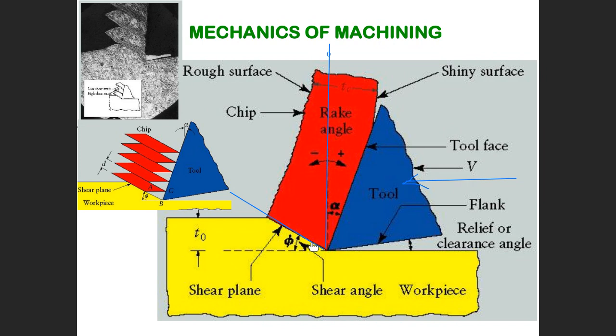We call this the shear plane. I hope you remember what I said. This is the shear angle. This is the uncut chip thickness. Uncut meaning not cut yet. T0 is the uncut chip thickness. This is the TC. TC is the cut chip thickness, meaning already cut. Phi here is a shear angle with the horizontal line. We call it the shear angle.